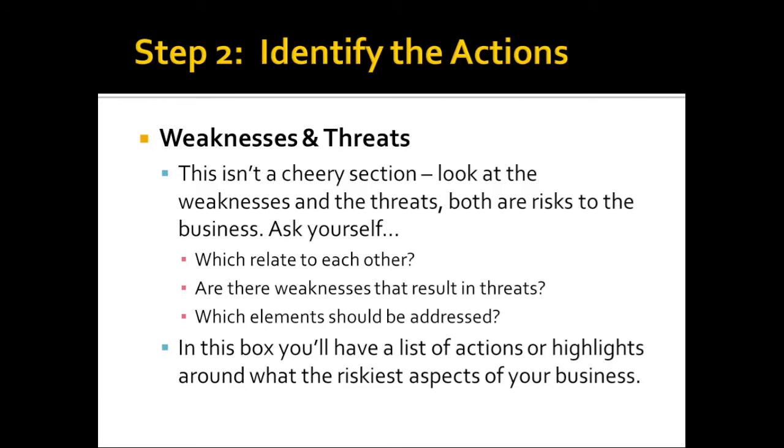Again, still on step number 2, weaknesses and threats. This is the cherry section, so of course this is the worst part. Look at the weaknesses and the threats. Both are risks to the business. Ask yourself, which relate to each other? Are there weaknesses that result in threats? So which elements should be addressed? You should be addressing this. In this box, you'll have a list of actions or highlights around the riskiest aspect of your business.